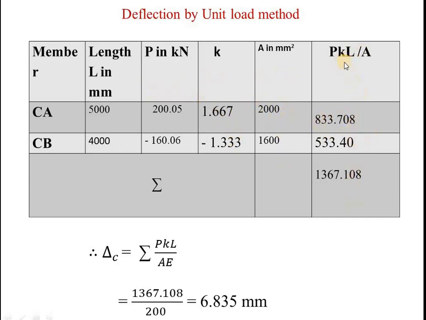Earlier I had taken only PKL because A and E were common. But now A is different, and so we have to take it in the table. PKL by A, so you will get this total. Then E is common. Therefore, if you simplify that, PKL by AE will be 6.835 mm.